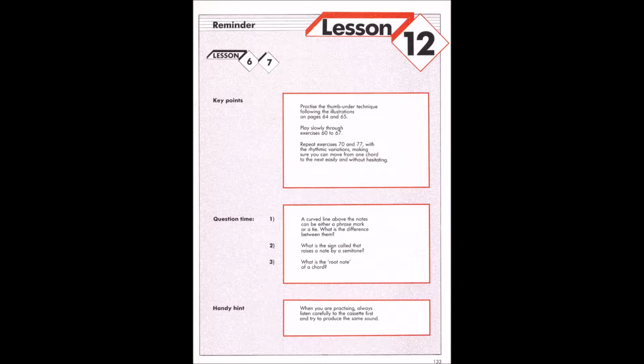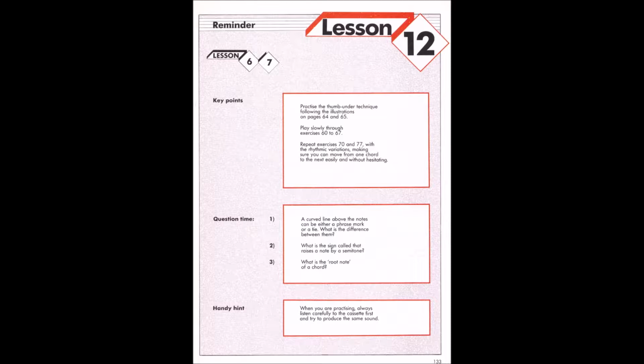Here are the answers to the 3 questions on page 133. The difference between a phrase mark, also called a slur, and a tie is as follows. A phrase mark tells you that the group of 2 or more different notes linked by it should be played in a legato style, as smoothly as possible, with all the sounds joined up. A tie, on the other hand, links 2 adjacent notes of the same pitch and turns them into a single sound lasting the length of their combined time values.